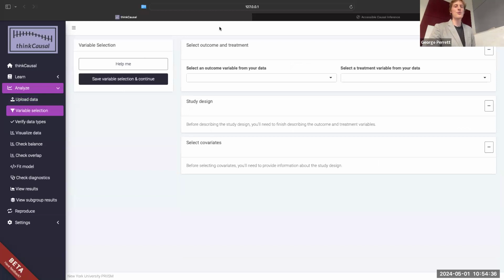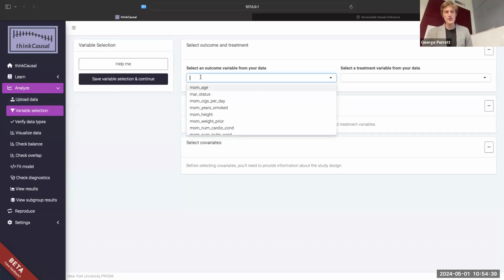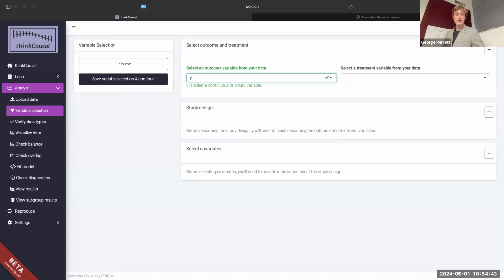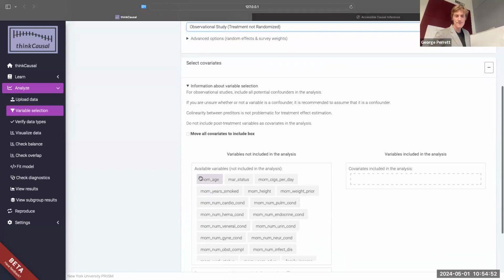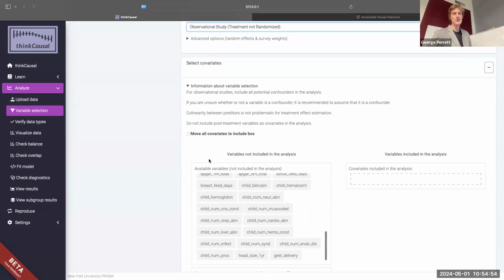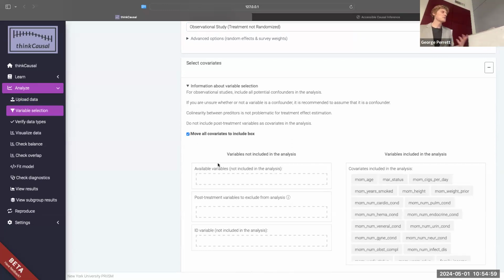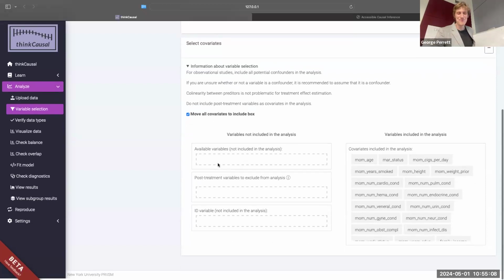I can move along through a causal inference process. It's going to ask me what my outcome is. My outcome's Y. It's going to ask me what my treatment is. My treatment Z. It's going to ask me some information about my study. Here's all my confounders. It's going to provide some nudges. And if you make some mistakes, it'll throw you some warnings. So if I didn't include all of these things, a big warning would pop up and say, hey, are you sure you want to do this?